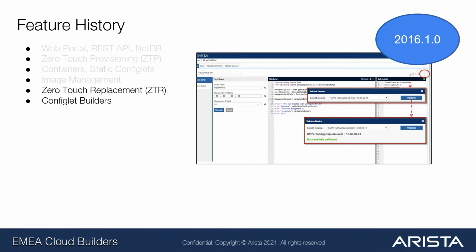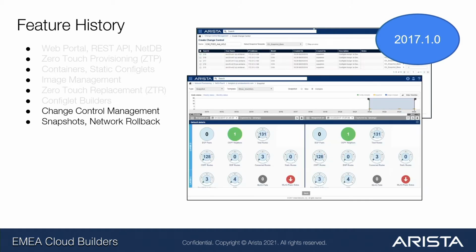We also introduced something called configlet builders. This allows you to generate configuration dynamically. So there's a Python environment and a form-based system where you can enter network parameters to build configurations that way as well. That's been a popular tool with customers that wanted to introduce their own scripting and templating logic into the provisioning process. In 2017, we added change management.